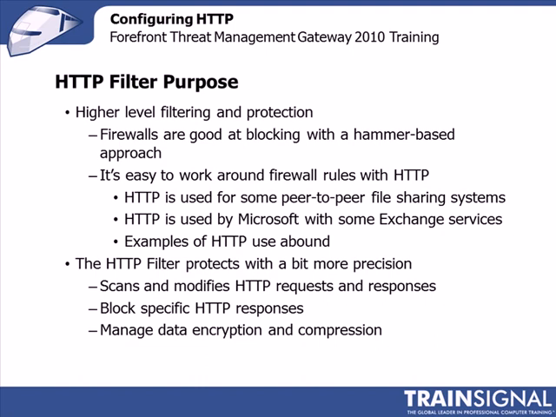The HTTP filter allows you to protect your network or restrict its use with just a little bit more precision. You can actually scan and modify HTTP requests and responses. And you can actually block certain HTTP responses from even working at all through your network. And with HTTP settings in Threat Management Gateway, you can manage data encryption and compression settings that can do a little bit more to protect your network and be a little bit more efficient while it's doing it.